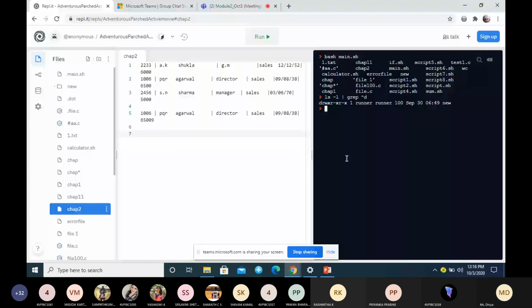Any doubt in this? We discussed the character class, negation class, asterisk, dot, and specifying the pattern location. Any doubt in this?